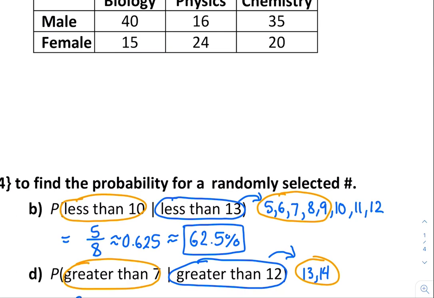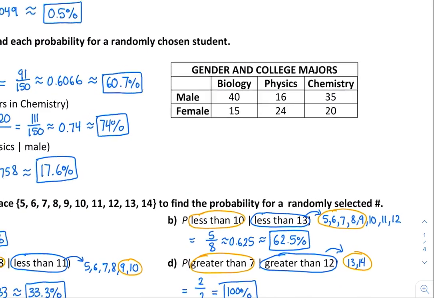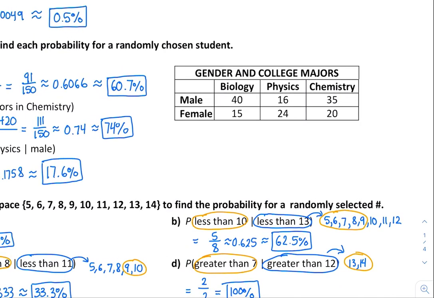All right, now let's look at part B. This is less than 10 given less than 13. So first, we have to look in the realm of our given statement. So less than 13 is right here. That's a total of 8 numbers. So that's our given statement. Now, we find the probability that it's less than 10 given our given statement. So less than 10, which I circled in orange, is 5, 6, 7, 8, 9.